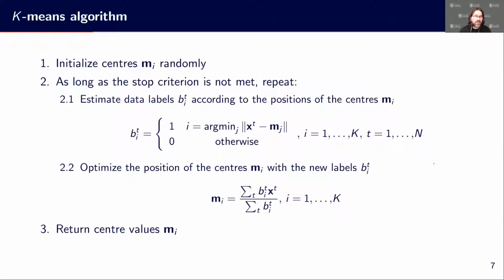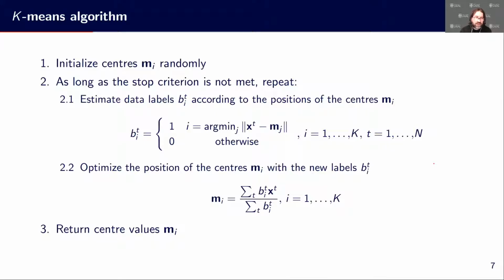And as long as the stop criterion is not reached, we are estimating the data labels according to the position of the centers. So first thing is to look at which center is assigned to every xt, looking at the minimum distance, Euclidean distance often. This for all centers and all samples. So we've got the BIT for everything, across the centers and the samples.